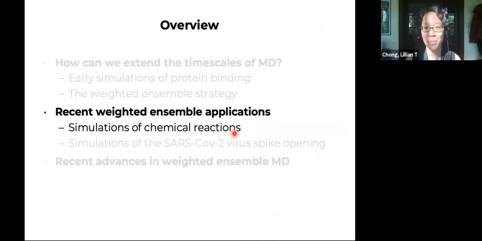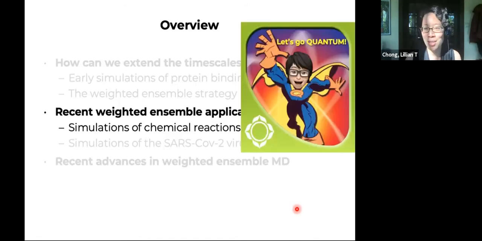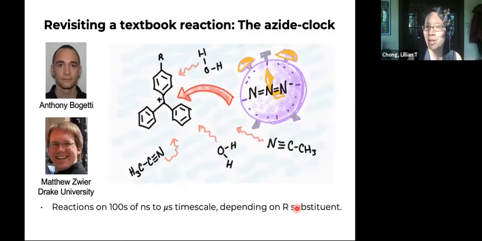Okay, so now I'm going to go into some recent weighted ensemble applications, starting with simulations of chemical reactions. This is a point where I've been able to connect some of what I've been teaching in my undergraduate quantum mechanics course. This was an effort revisiting a textbook reaction involving the azide clock. So this is presumably a diffusion-controlled reaction of an azide ion adding to this carbocation, which is a rather stable carbocation due to all these three phenyl rings.